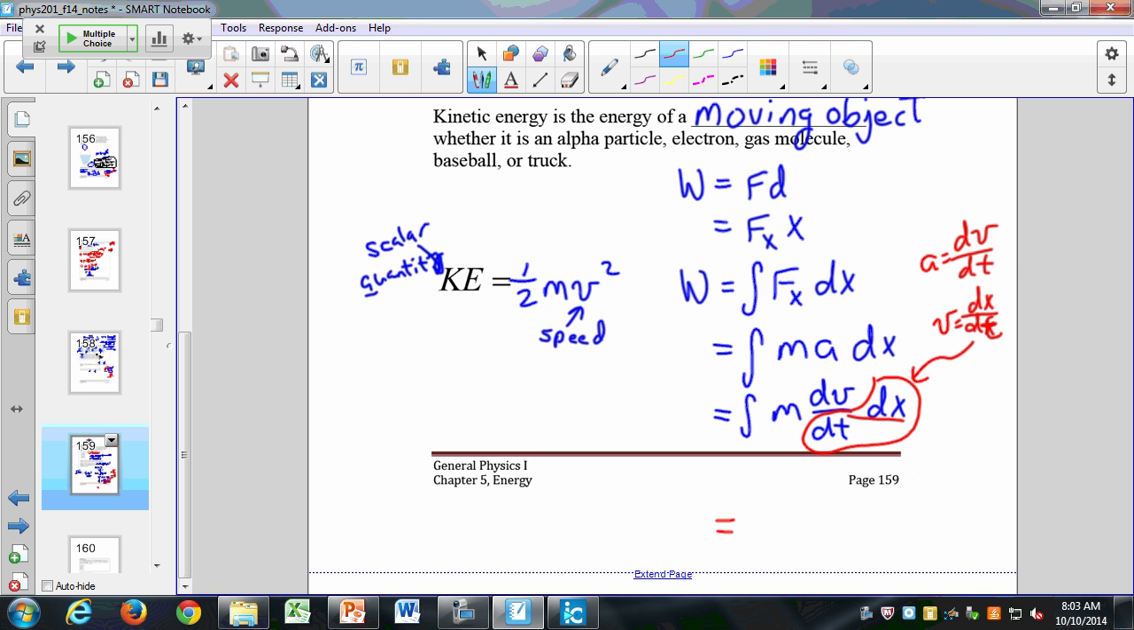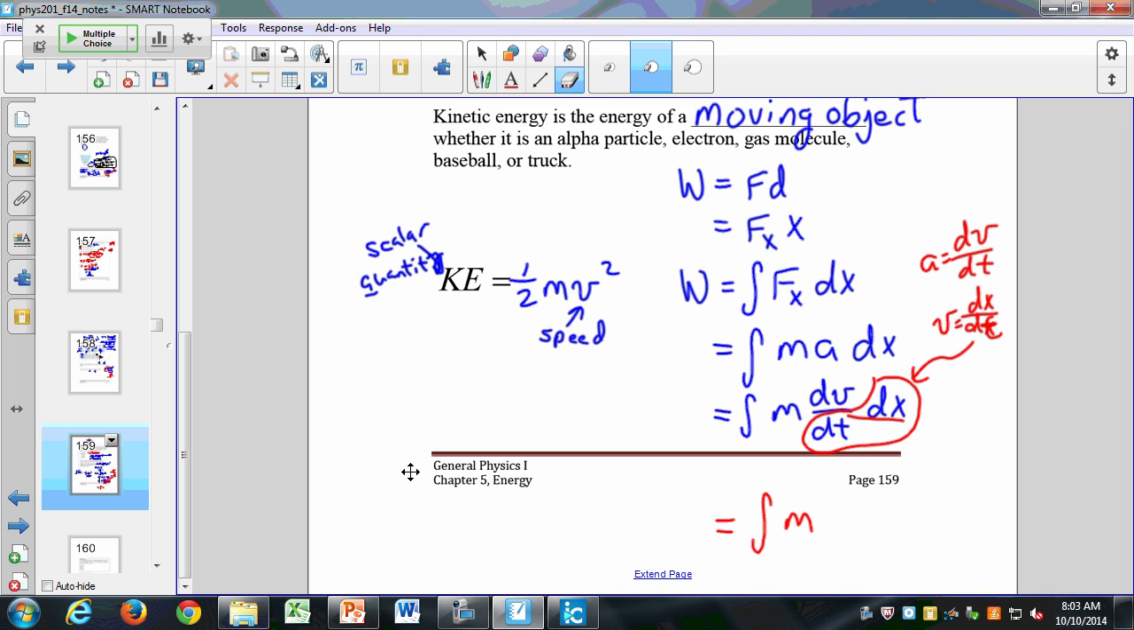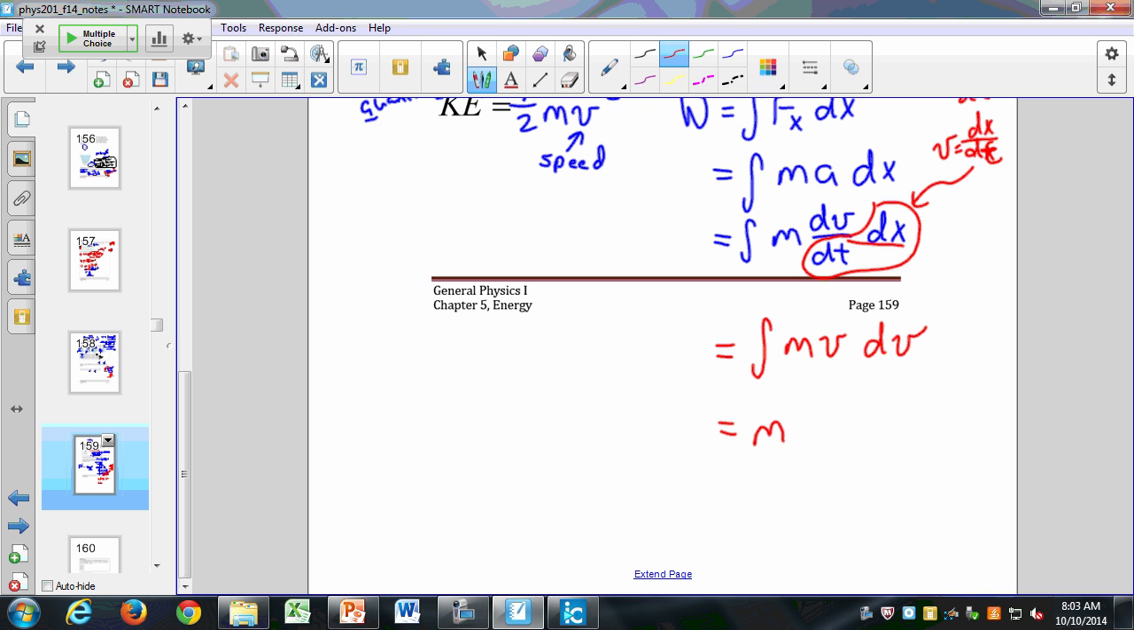So I can rewrite this integral then as the integral of m times v times dv, mv dv, excuse me. The mass doesn't change, so this is m times the integral of v dv. And if you remember, when we're taking the integral of v to the a dv, that's going to be v to the a plus 1 over a plus 1, right? The integral of a polynomial.